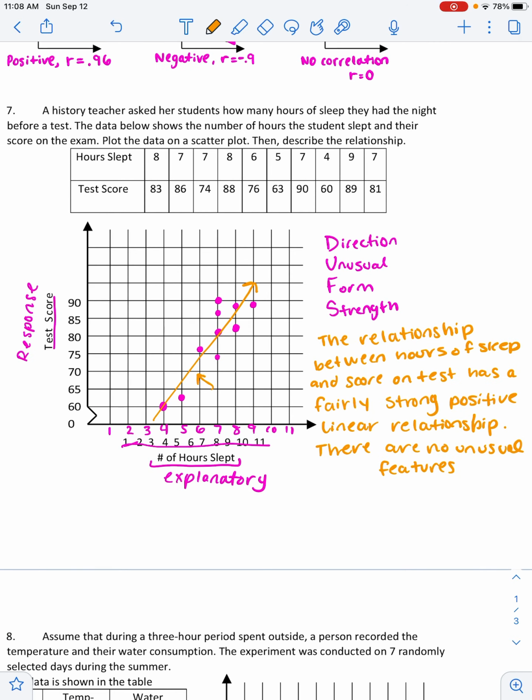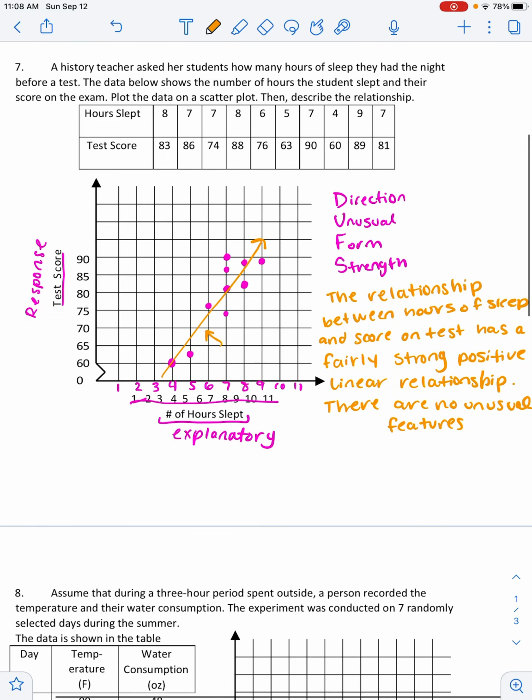Now, one thing we might talk about here is just the difference between correlation and causation. Remember, correlation means that these two have a relationship. So there's definitely a relationship between the number of hours slept and your test score. But does that mean that sleeping more will cause you to have a higher test score? That's not necessarily the case, right? Remember, just because you're sleeping, it doesn't cause your test score to go up. There's no causation here. And the reason is there's a lot of other factors to consider.